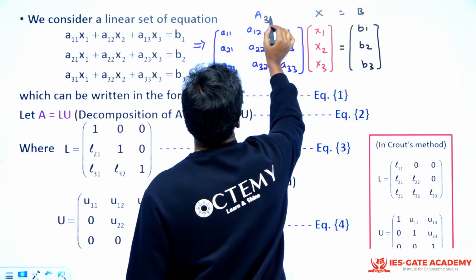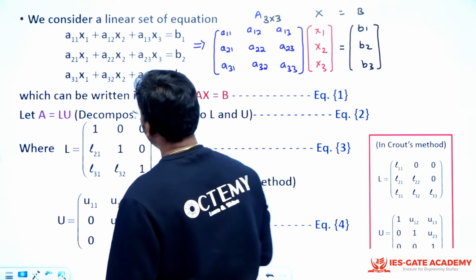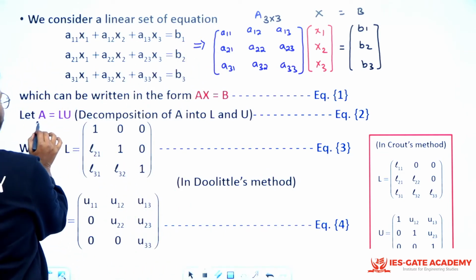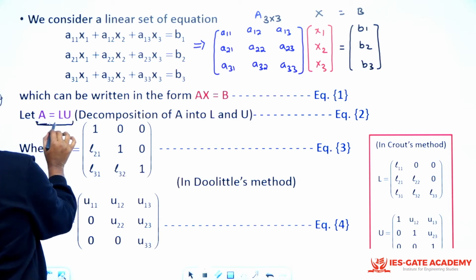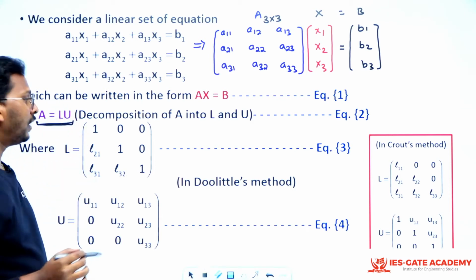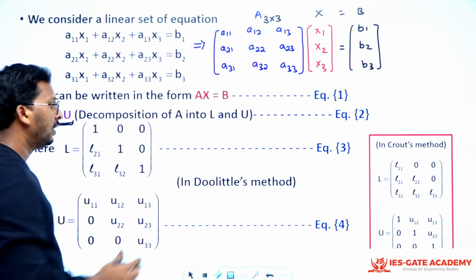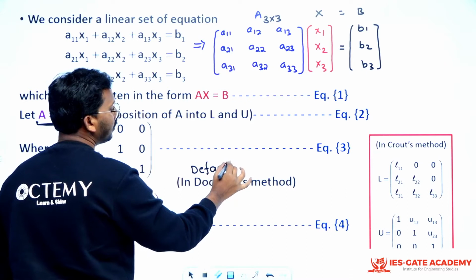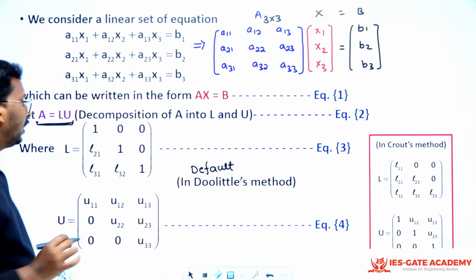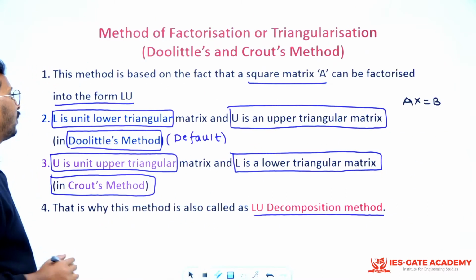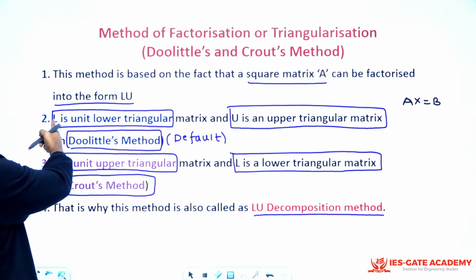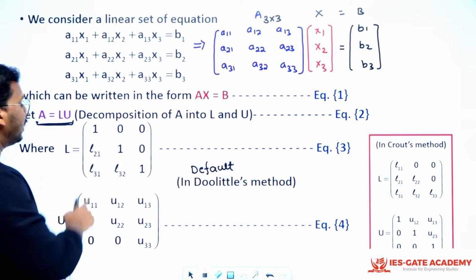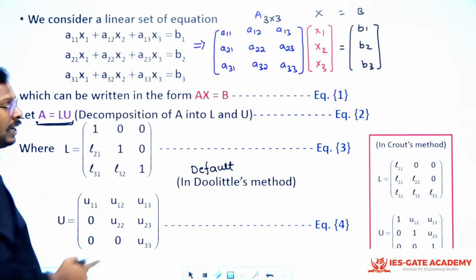Always this will be an n cross n matrix. Here it's a 3 cross 3 matrix. Now, this particular A matrix is decomposed into L and U matrices. As I told you, if it is simply said decomposition method, by default we use Doolittle's method. In Doolittle's method, L is a unit lower triangular matrix. That means here you'll have 1, 1, 1 on the diagonal, and this is l21, l31, l32.